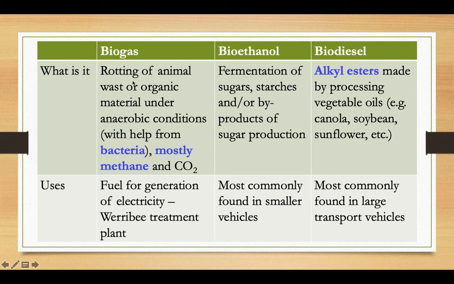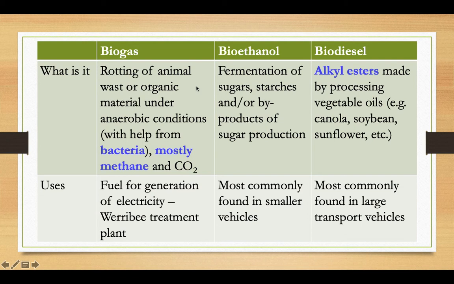Okay. So biogas is simply the rotting of animal waste or some other organic materials, under anaerobic conditions, of course, with the help of bacteria, and then we produce a mixture of gas, which is mostly methane, with some carbon dioxide. So the Werribee treatment plant here in Melbourne uses that biogas to generate electricity.